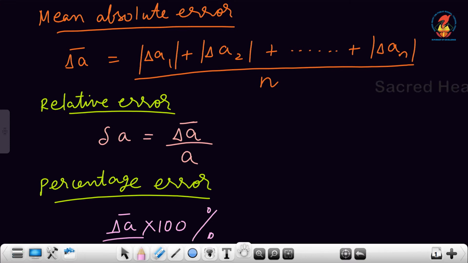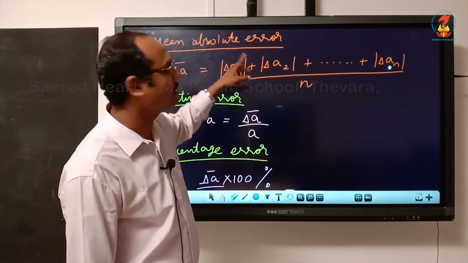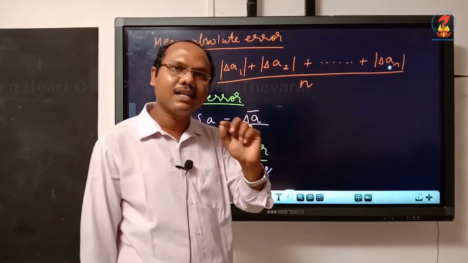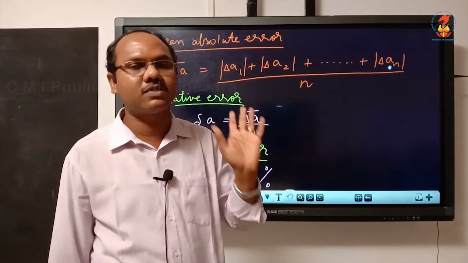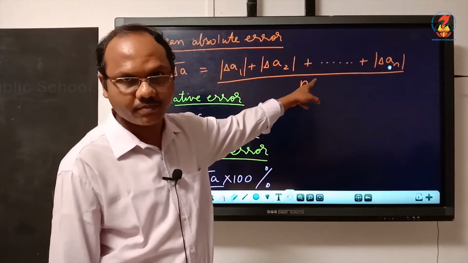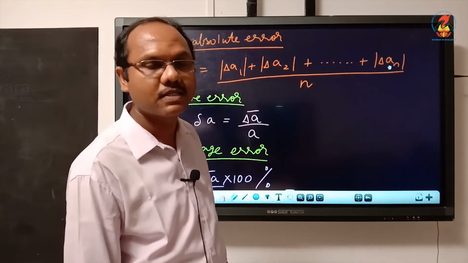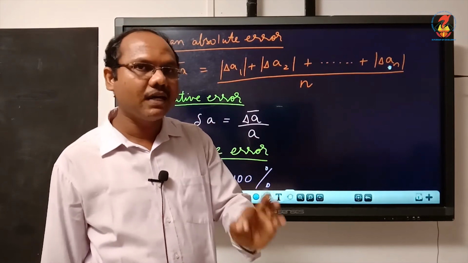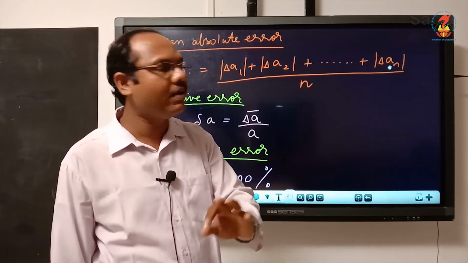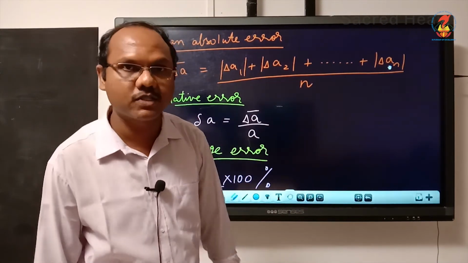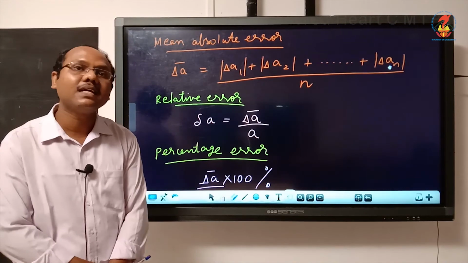So the mean absolute error can be written as delta A bar. It is equal to modulus of delta A1 plus modulus of delta A2 and so on up to delta An, divided by n. These two lines are called modulus. Modulus means whether the error is negative or positive, we will take only the positive value for our calculation. Okay, that is the meaning of modulus. So if you get a positive or a negative error, when we calculate, we will put only the positive values.